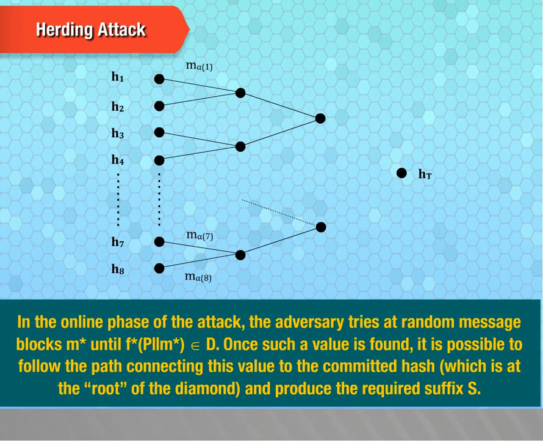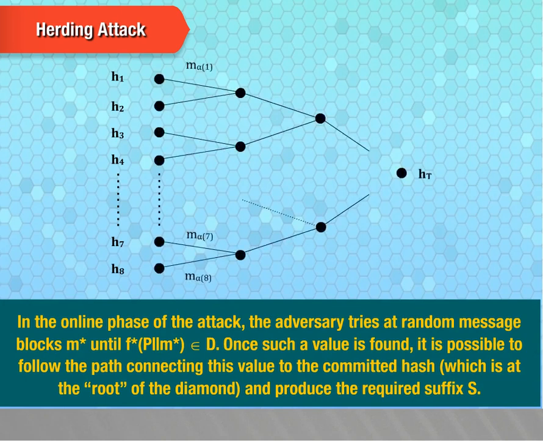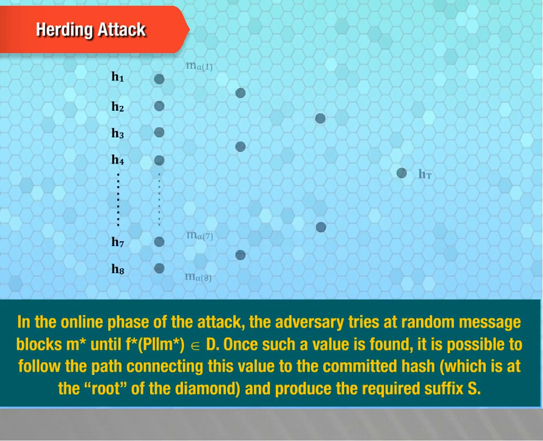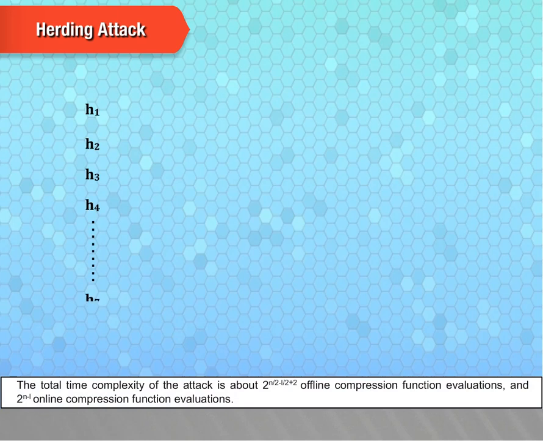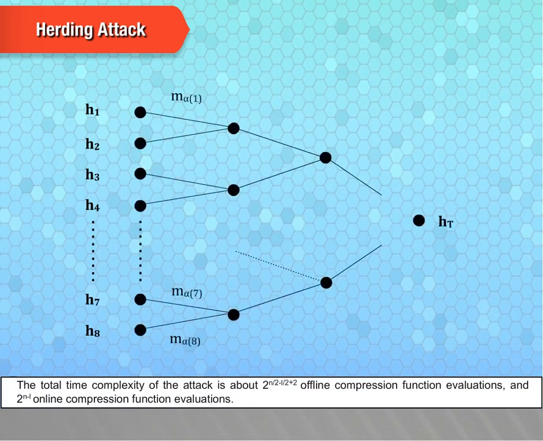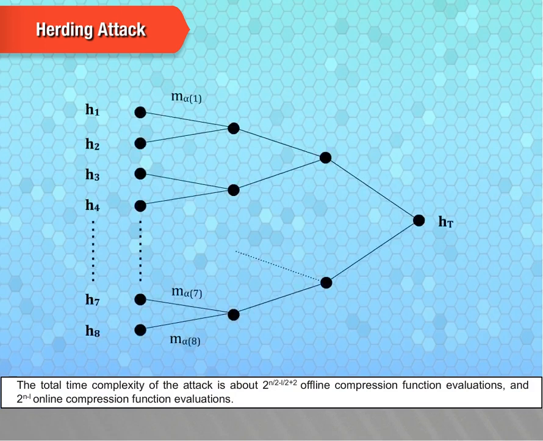In the online phase of the attack, the adversary tries random message blocks M_link until f(P || M_link) belongs to D. Once such a value is found, it is possible to follow the path connecting this value to the committed hash, which is at the root of the diamond, and produce the correct suffix S. The total time complexity of the attack is about 2^(n/2 - L/2 + 2) offline compression function evaluations and 2^(n-L) online compression function evaluations.